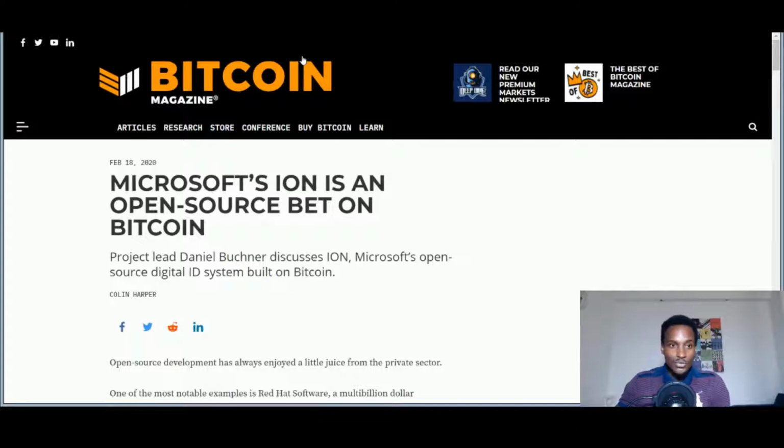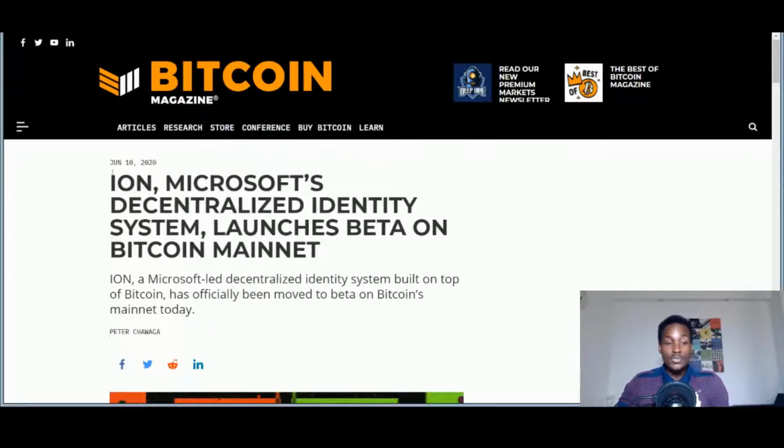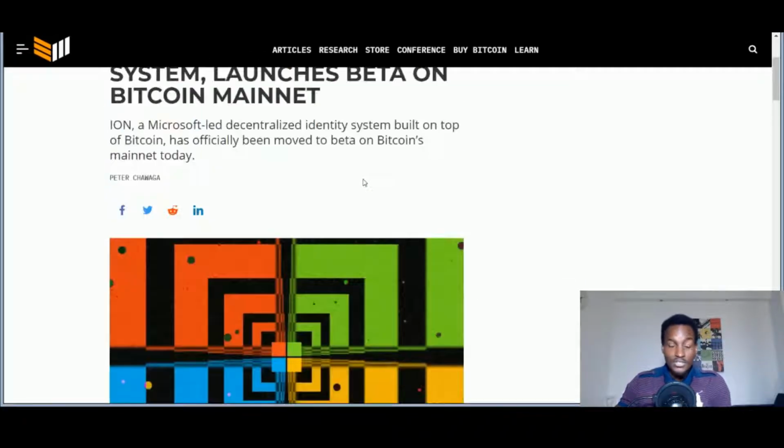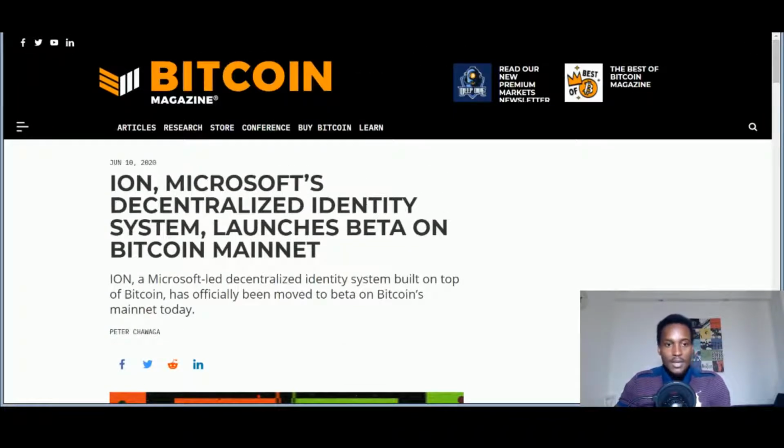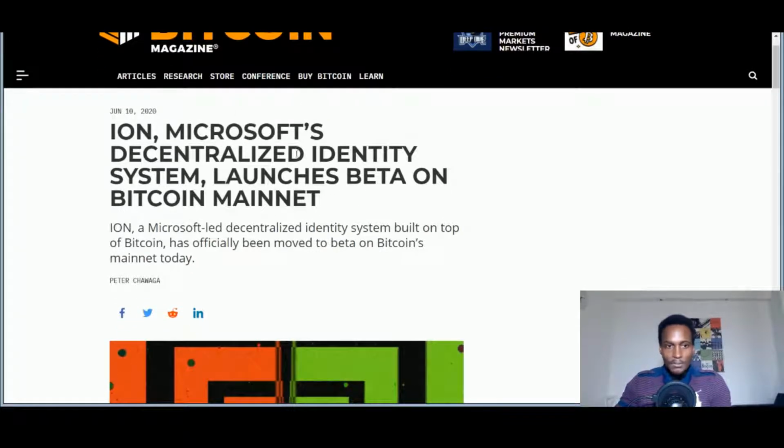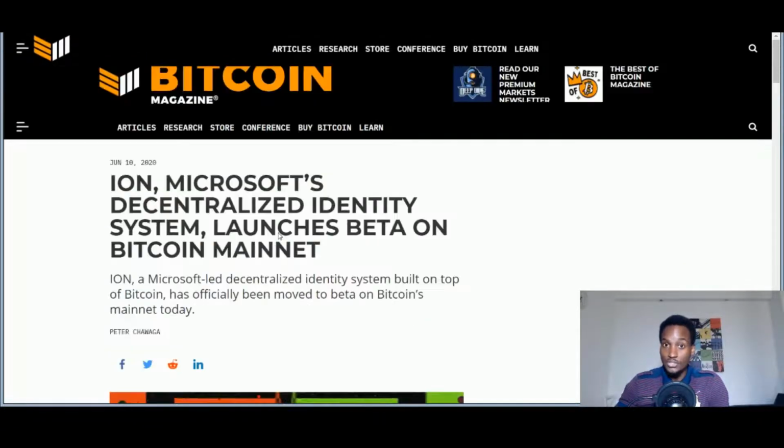There are two articles written by Bitcoin Magazine. This one was February 18th, 2020, and this one was June 10th, 2020. The June 10th one is the shortest and it's the one I'm going to look at. So we've read: ION, Microsoft's decentralized identity system, launches beta on Bitcoin mainnet. ION, a Microsoft-led decentralized identity system built on top of Bitcoin, has officially been moved to beta on Bitcoin's mainnet today. That was June, remember.